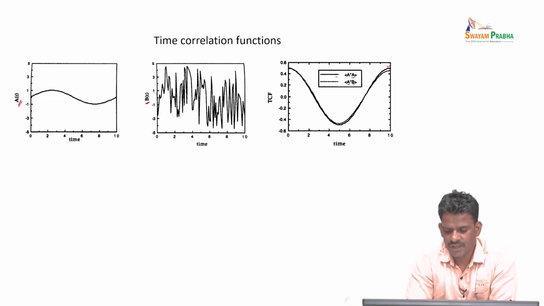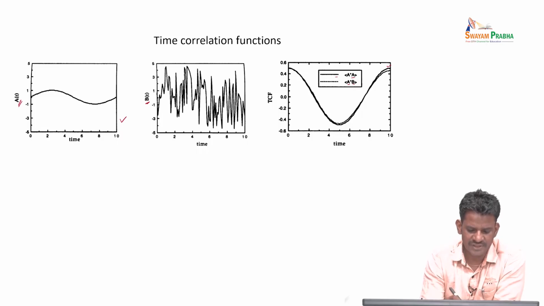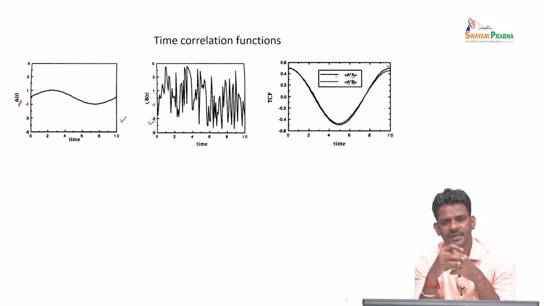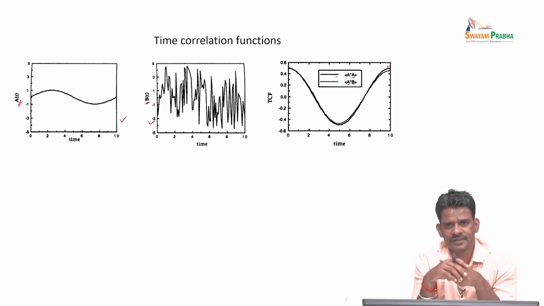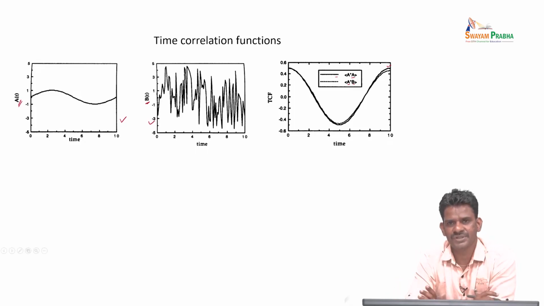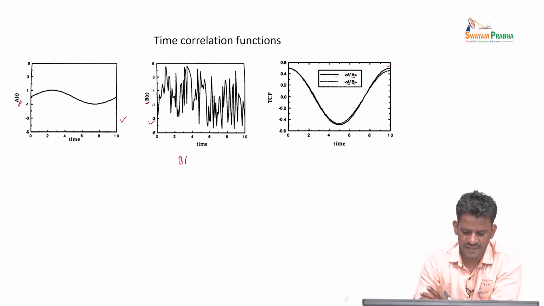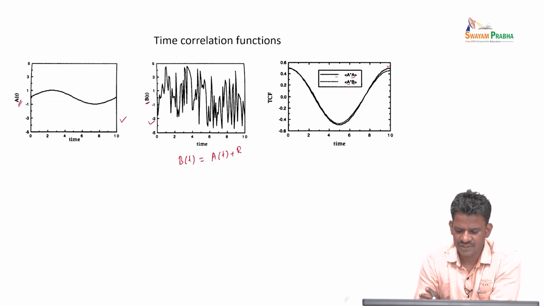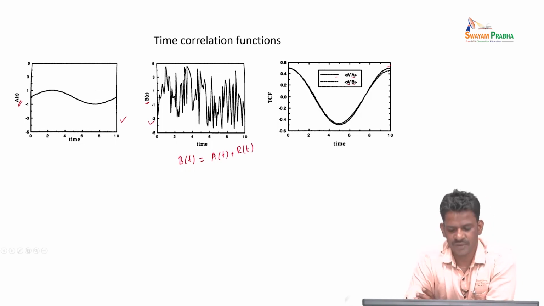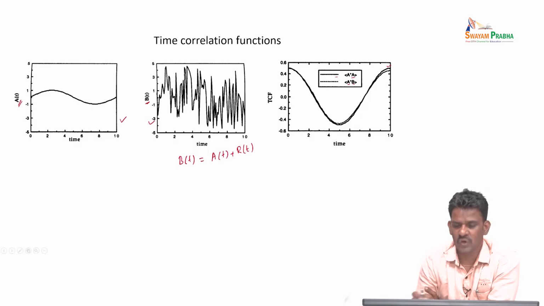So, when you look at the absolute signals A and B themselves, they look very different, but if you correlate AA and AB, you see that they are basically identical to each other. In fact, in this particular example, this B of t is nothing but A of t with some random signal added, and because of which A and B are correlated.